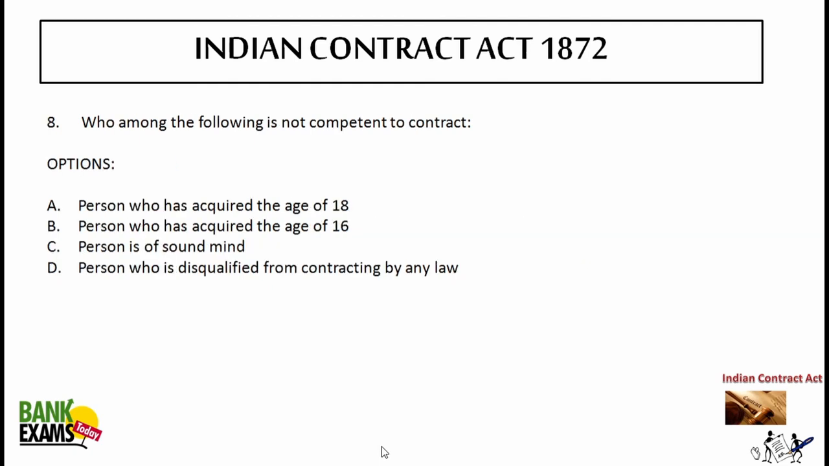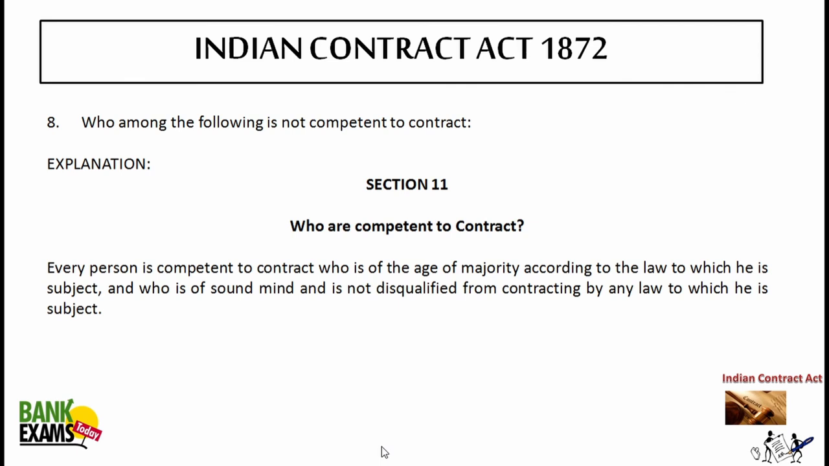Who among the following is not competent to contract? Options: option A, person who has acquired the age of 18. Option B, person who has acquired the age of 16. Option C, person is of a sound mind. Option D, person who is disqualified from contracting by any law. So, the correct answer is option B, person who has acquired the age of 16. Why? Because as per Section 11, who are competent to contract? Every person is competent to contract who is of the age of majority according to the law to which he is subject, and who is of a sound mind, and is not disqualified from contracting by any law to which he is subject.